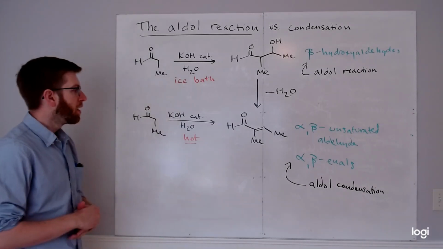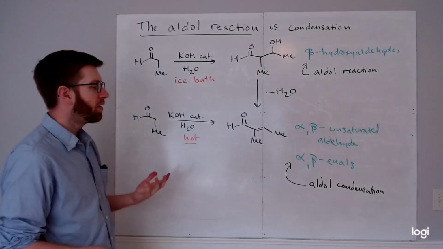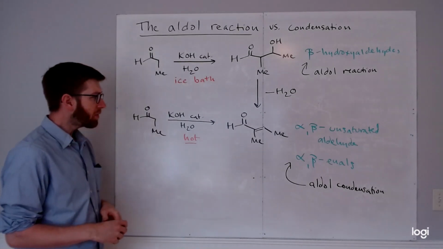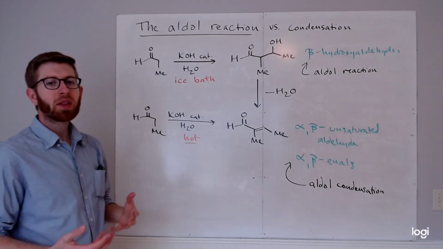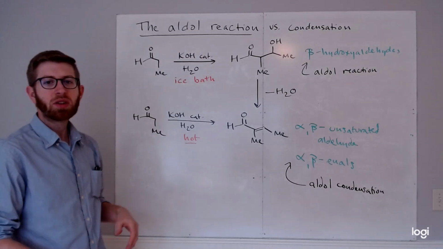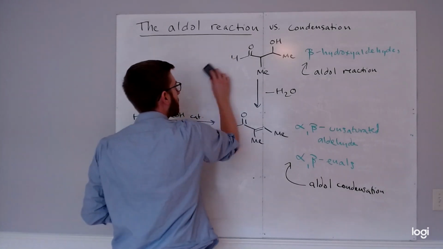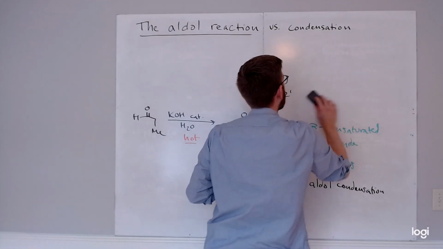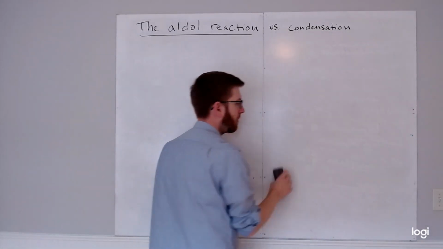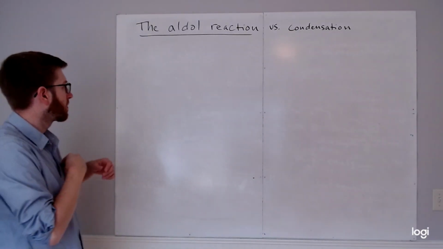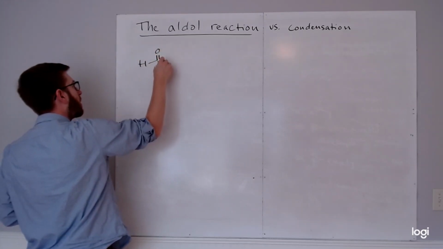So the next thing I would like for us to do then is to actually work out a mechanism for this aldol condensation process. It turns out that it comes from beta hydroxyaldehyde. So you can think about the aldol condensation as an extension or a continuation of the aldol reaction. And so what that means is that we're going to start our mechanistic reasoning from the beta hydroxyaldehyde. So that's what we talked about mechanistically in the last section of this video, or the previous one. So we'll start here.